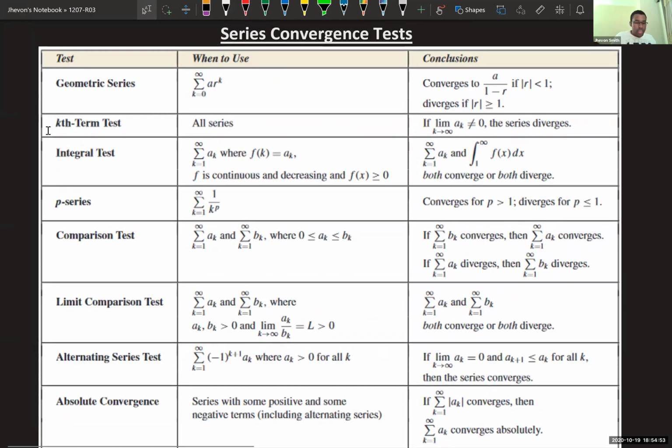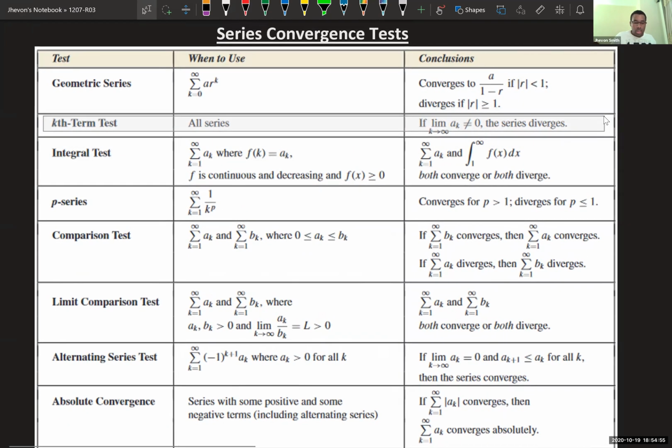So here you'll see the kth term test, which is what we did. This can work on all series, and basically you just take the limit. If the limit is not zero, the series diverges. So it tells you how to make the conclusion, right? So this is the divergence test right here. And if you studied everything we've done and you're pretty comfortable with it and you want to go ahead, you can read the rest of the things in this table, try to apply them, and maybe you can get some of the bonus points.